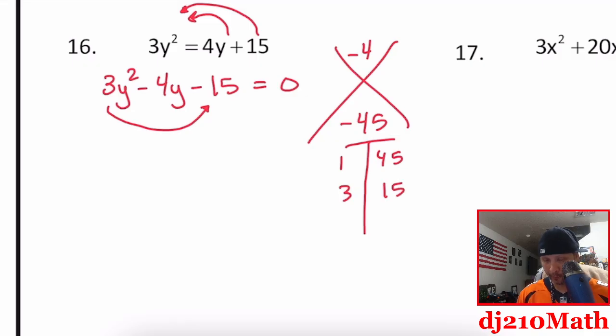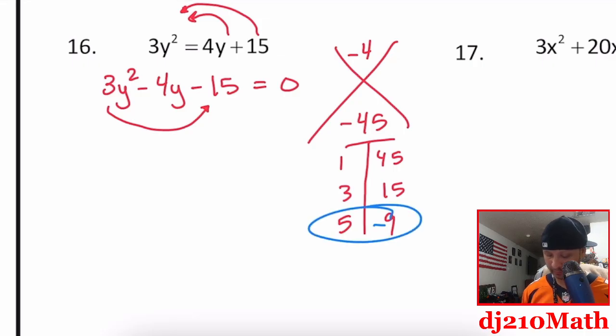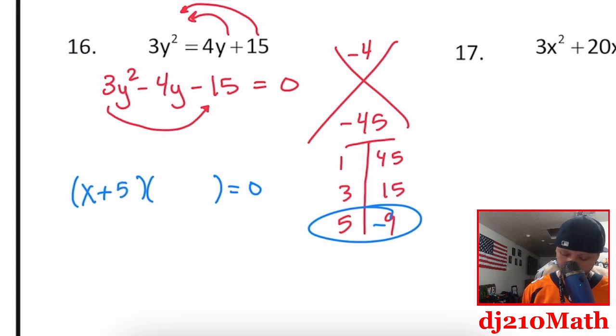4, 5 times 9. I can make a 4 out of 5 and 9. So one of them has to be negative, the big one, because negative 9 times 5 is negative 45, and negative 9 plus 5 is negative 4. This is the one. Into the factors we go. This is x plus 5. Oh, I did it again. Y plus 5, y minus 9.